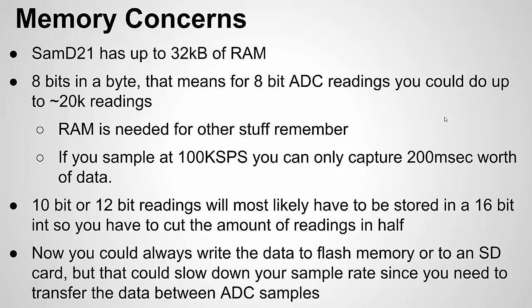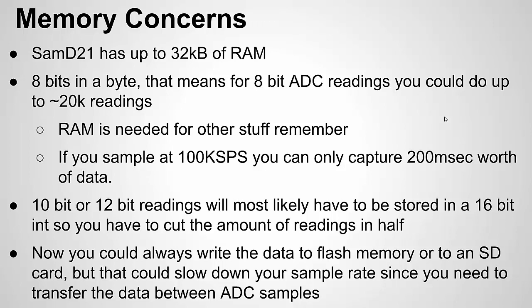If we upped the resolution of the ADC to 10 or 12 bits, now we need a bigger variable. We can't just use a byte. We're going to have to use a 16-bit int to store this in. Now, all of a sudden, we cut the amount of readings we can do in half because now we're taking up double the amount of memory. So now we can do 10,000 readings. If we were sampling at 100,000 samples per second, then we can only do 100 milliseconds worth of data.